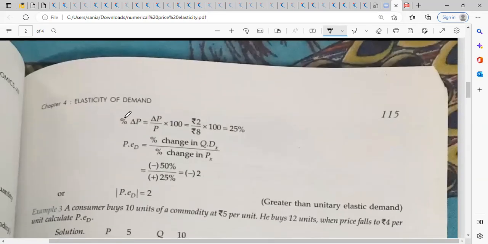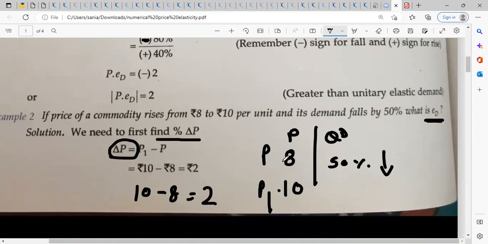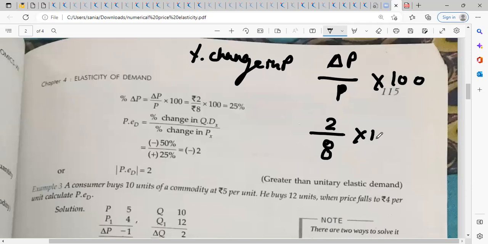So putting it in the formula, what is your formula to find percentage change in price? Delta P divided by P multiplied by 100, right? So what is your delta P? It was 2, right? And what is your P? Your P is 8, right? So what you will write is 2 divided by 8 multiplied by 100. When you solve it, you will get 25%. So now when you have to find PED, right?